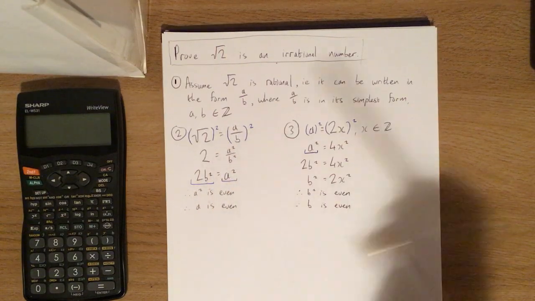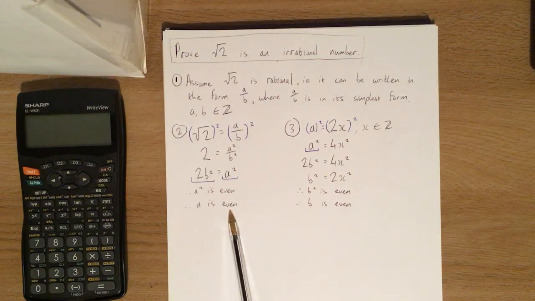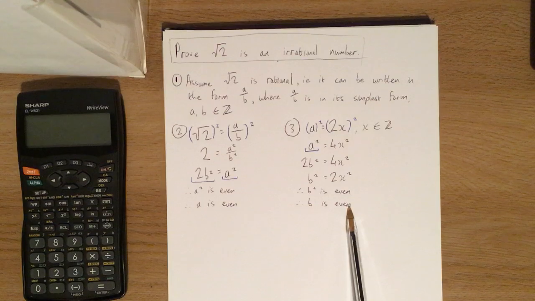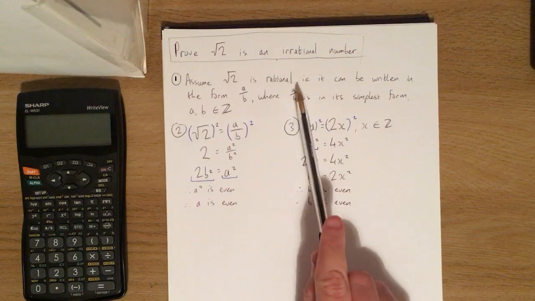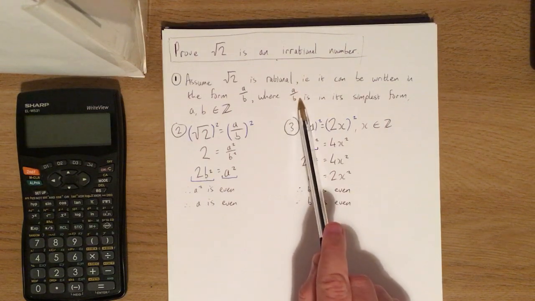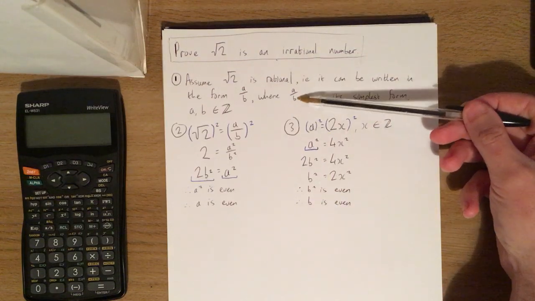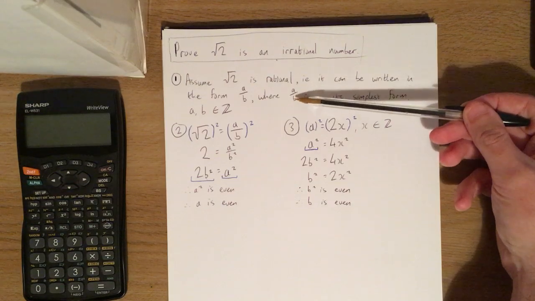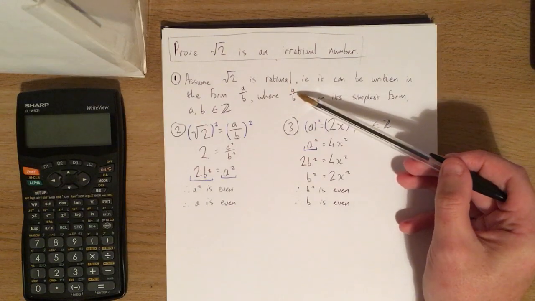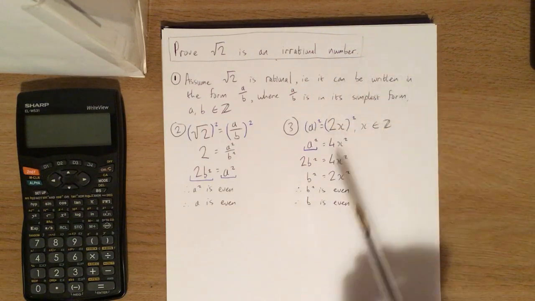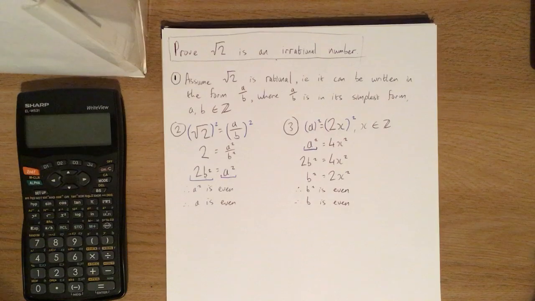So now I've shown that if root 2 can be written in the form a over b, well then a must be an even number and b must be an even number. But I've assumed up here that a over b is in its simplest form. If a and b are both even numbers, then this can't be in its simplest form. Because if a is even and b is even, then at the very least you can divide both of them by 2 and simplify it a bit more. Okay, so if a and b are both even, a over b cannot be in its simplest form.